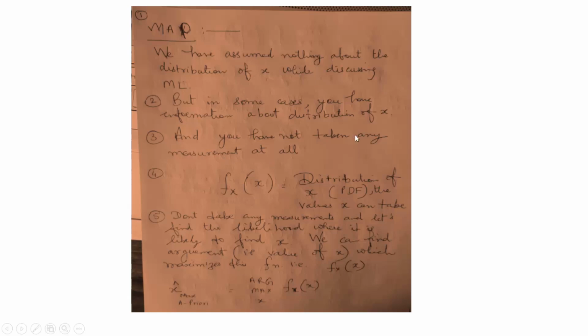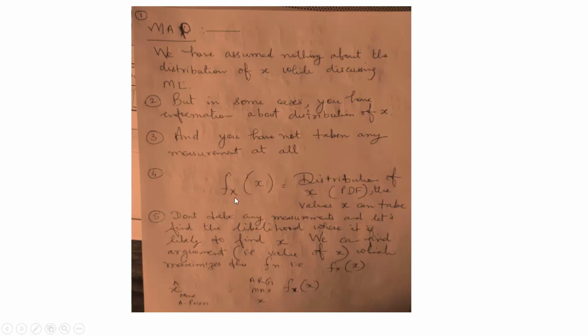And you have not taken any measurement at all. So what is MAP decoding? I say that you have some distribution of x which is available to you, and you have not taken any measurements at all. So what is this distribution?